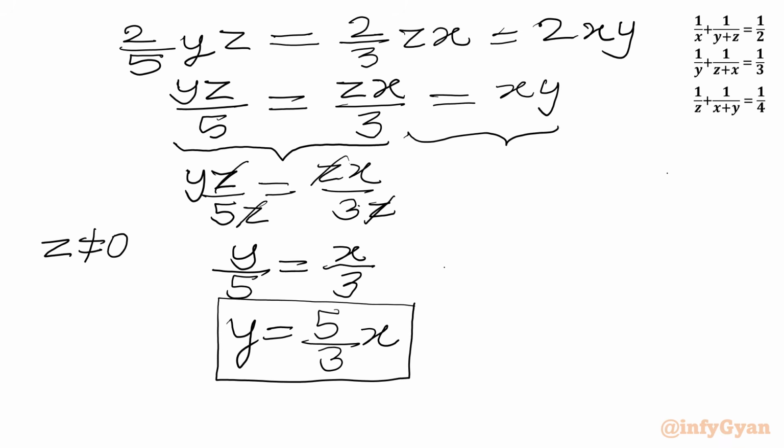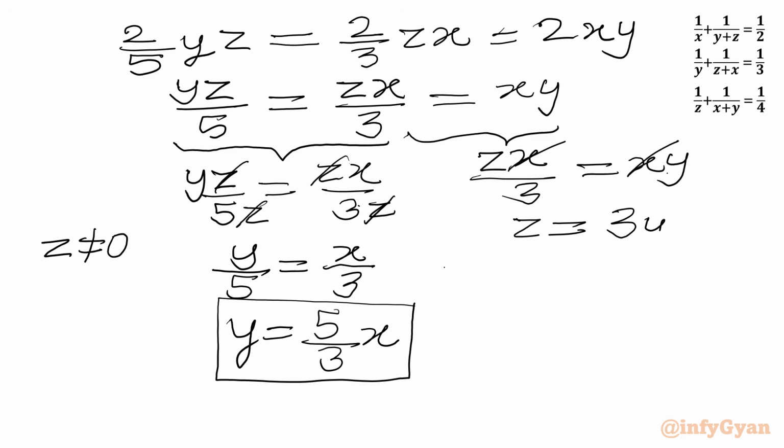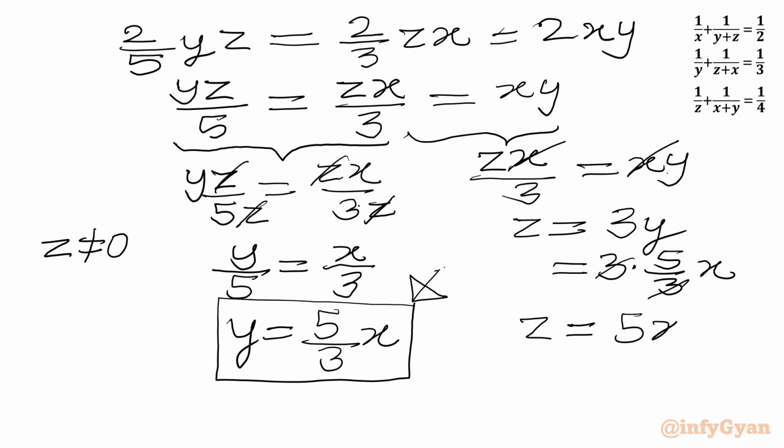From these two equations, we will write zx over 3 equal to xy. We will divide both sides by x and we will get z equal to 3y. Now y is 5 over 3 times x. So we can write 3 times 5 over 3 times x. 3 and 3 will get over. We will write z will be equal to 5x. Now we have y and z in terms of x.